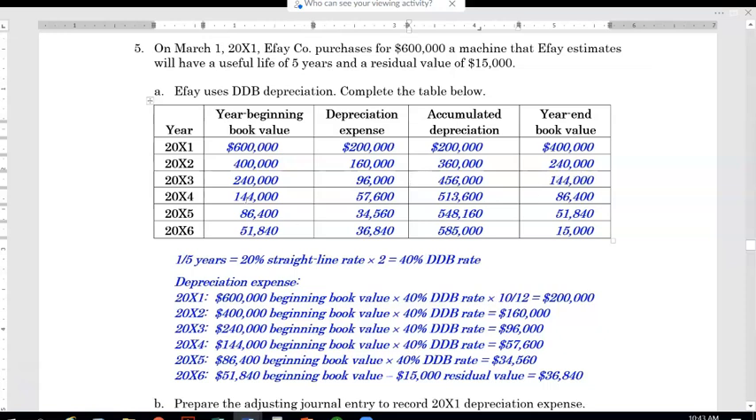144, we take it to the year 4, multiply by 40%, will be 57,000 plus 456 accumulated depreciation of last year. So accumulated depreciation goes to 513. 513 minus 600 gives us 86,000 book value. 86,000 book value goes to year 5. And this is normally when we stop. This is our last year.